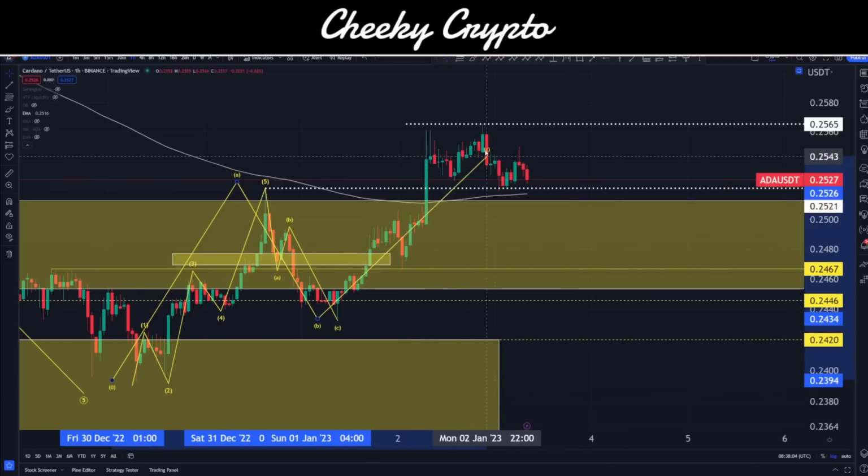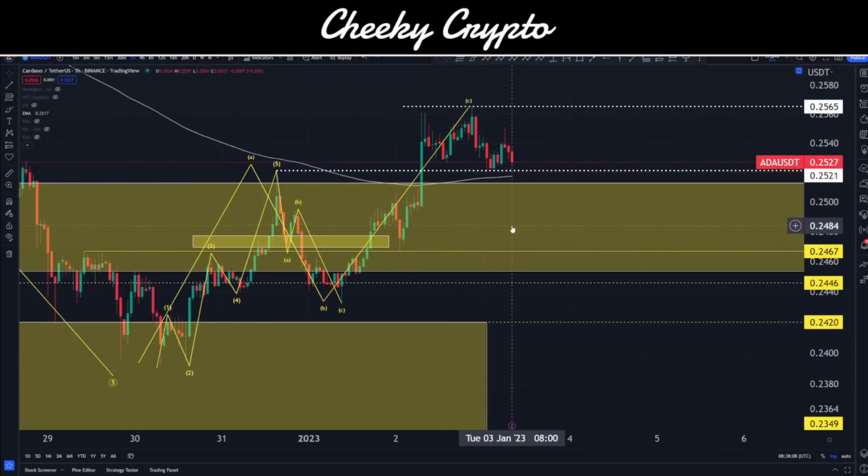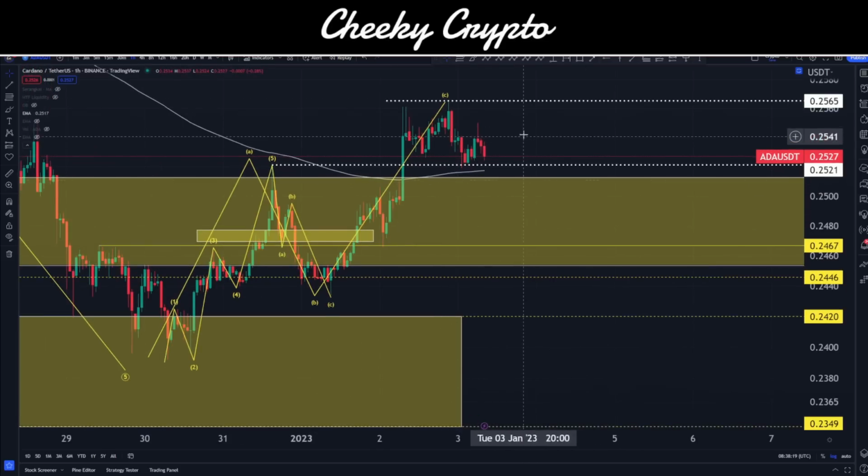Now from this high, which is here, we start to see this move to the downside. This is a natural correction. I'm still looking for 5 waves in here and I'm not sure. I mean, we could possibly argue that we have got it there. So, you know, we'll see how it kind of goes. We're looking for a brief correction there.